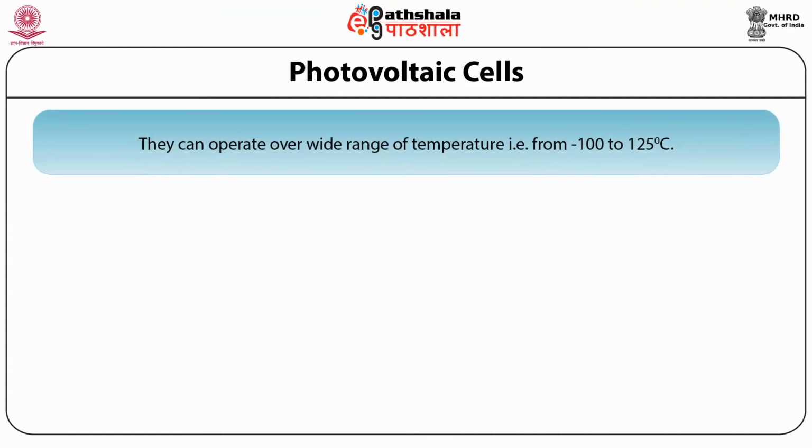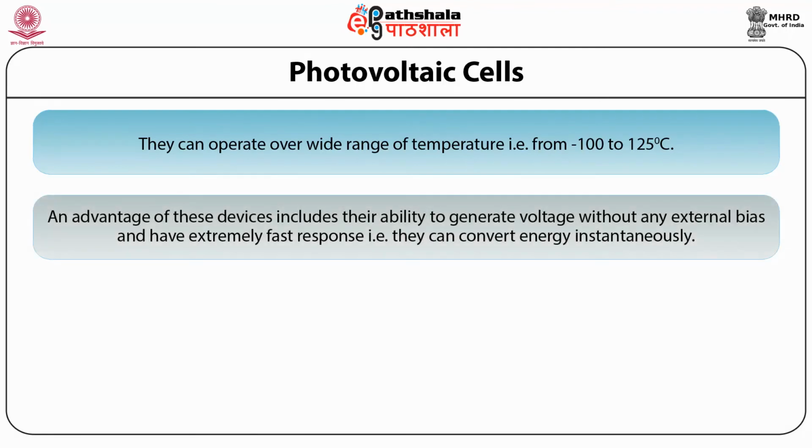The photovoltaic cells can operate over a wide range of temperature, that is, from -100 to 125 degrees Celsius. An advantage of these devices includes their ability to generate voltage without any external bias and have extremely fast response, that is, they can convert energy instantaneously.